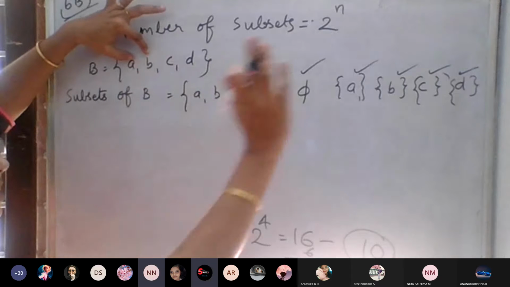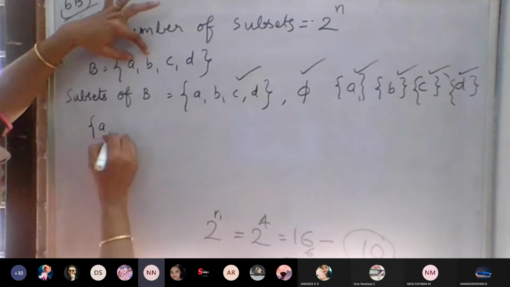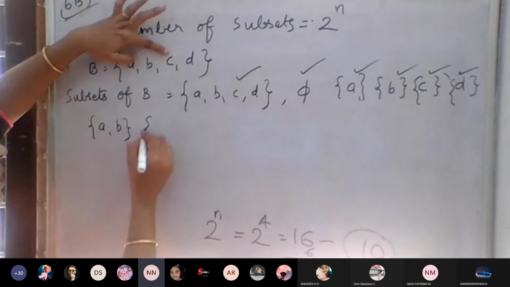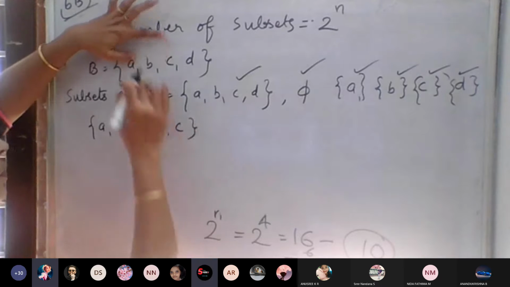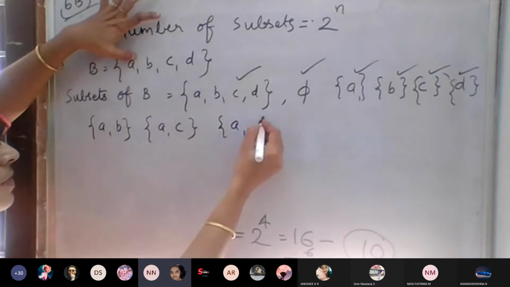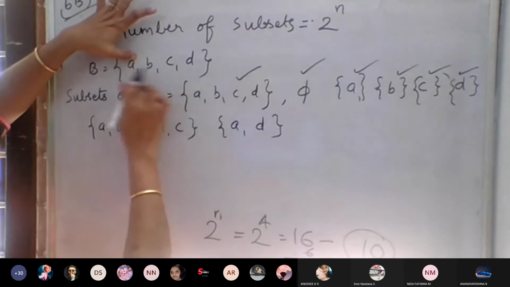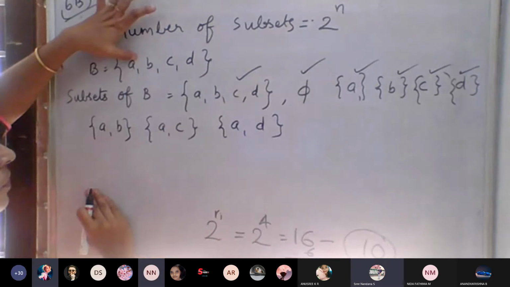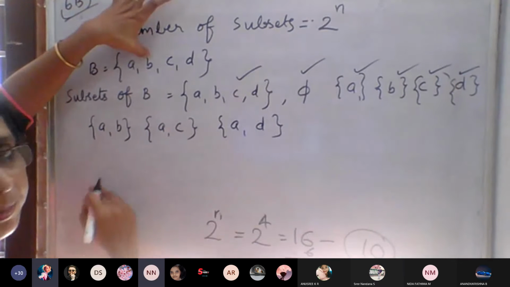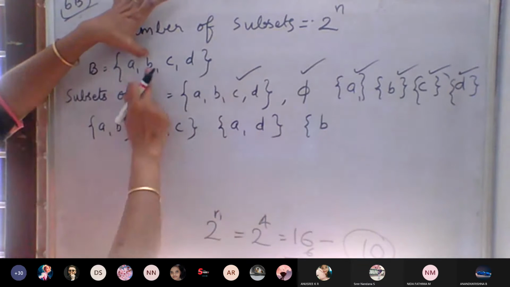Set AB. Then together set CD. Set AB, then AC, AD. Then set B: set BA, set B C, B D, and so on.